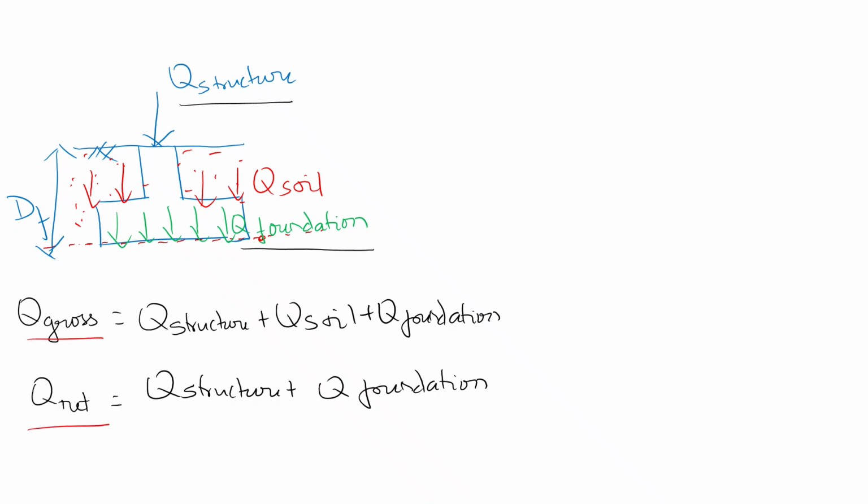Gross load means the one which is a combination of the load from the structure, the load from the soil, and the load from the foundation. Whereas net load is nothing but the additional load that is imposed on the soil. That is the load from the structure and the foundation alone. Understood? Now, I believe you know the difference between load and the pressure.